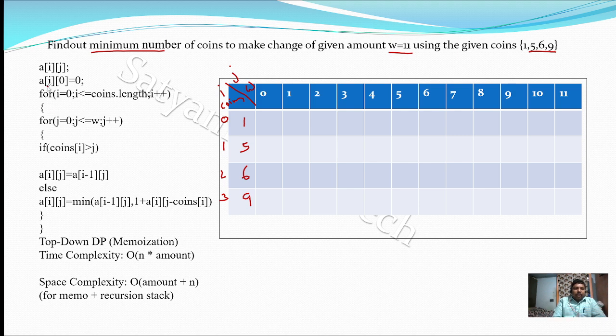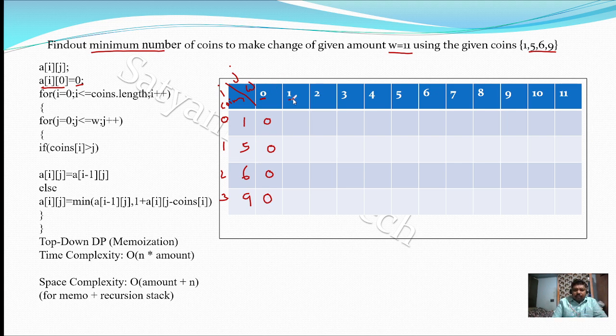So here A of I, 0 equals 0. That means whether I value is 0, 1, 2 or 3, the J value is 0, so here it is 0. So A of 0, 0 is 0, A of 1, 0 is 0, A of 2, 0 is 0, A of 3, 0 is 0. How many minimum number of coins are required to make 0? So 0 coins are required. That's why you take 0.